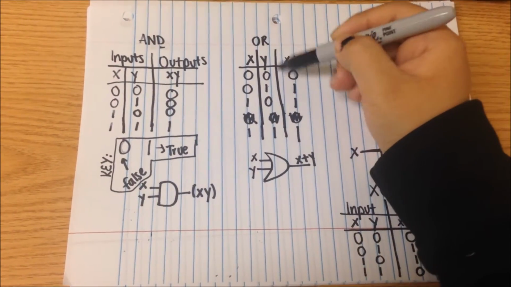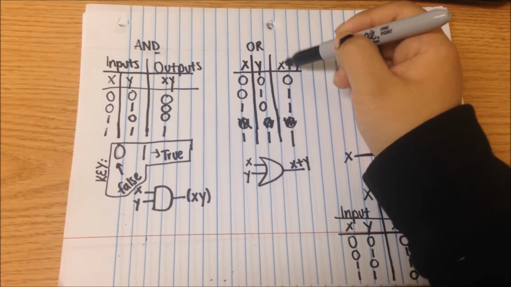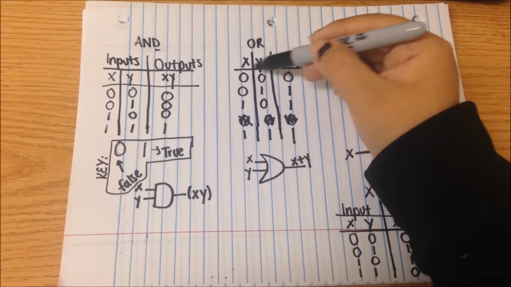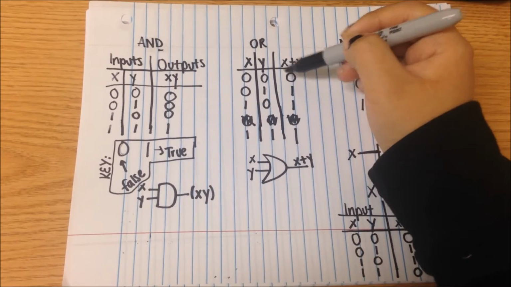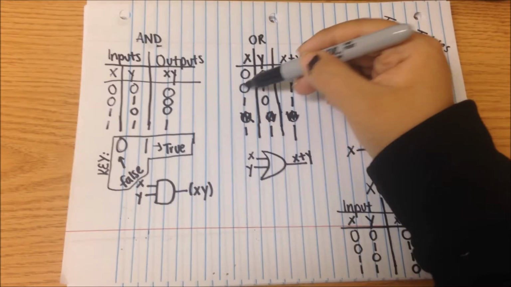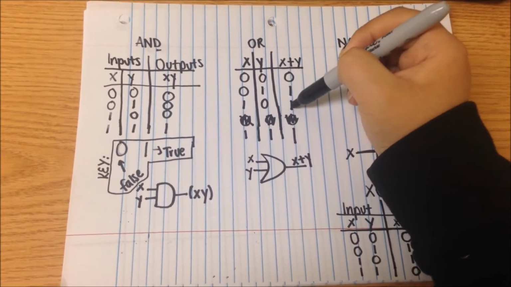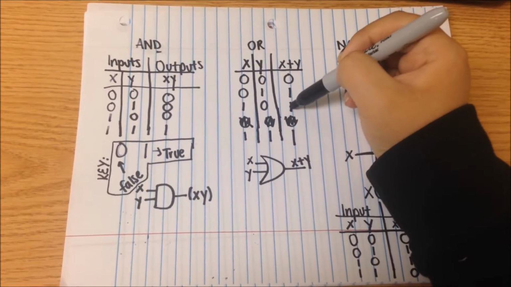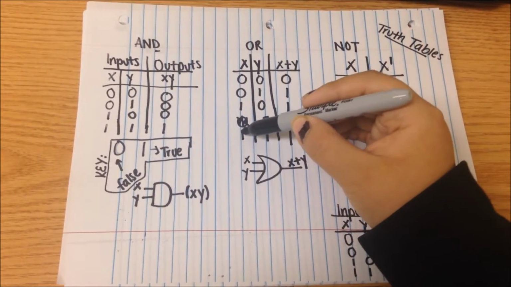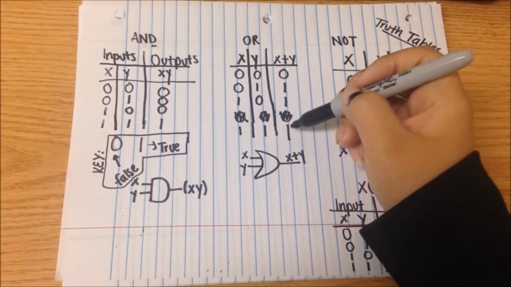Now we go to our ORs. Our ORs, our outputs, they don't exactly multiply, but they add. So if your x is 0 and your y is 0, add those two together, you get 0. Here, if you get x as 0 and your y as 1, add these two together, you'd get 1. Same here, you would get 1. 1 plus 0 is 1.